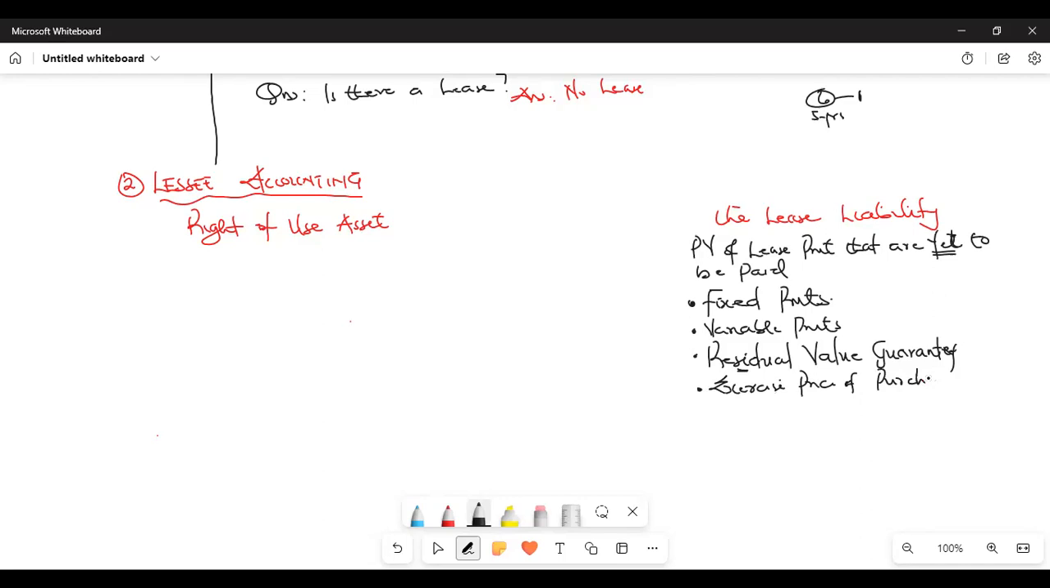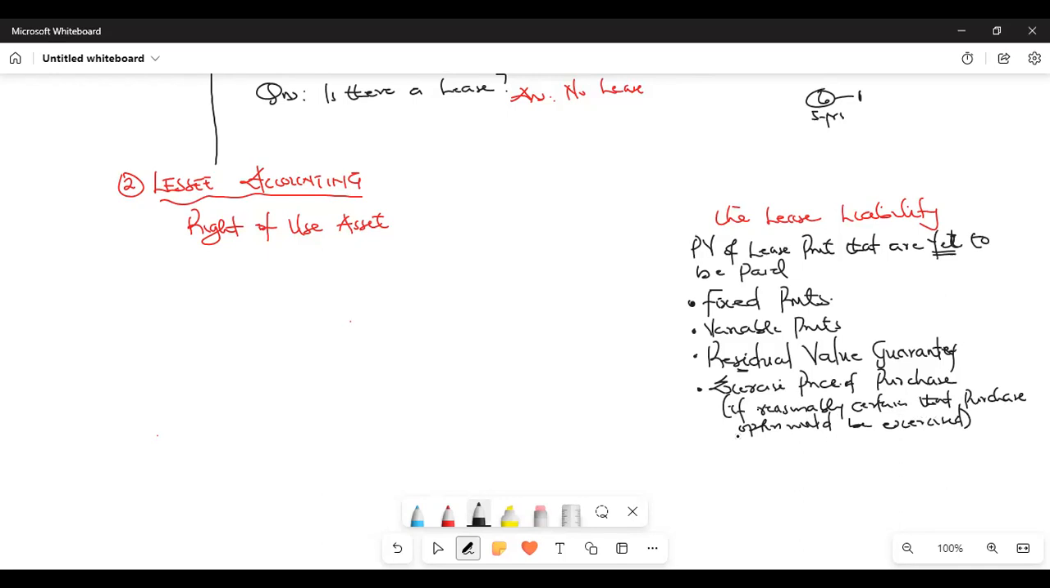So the person can give you the option to purchase the thing when you have used it for some time. But this one, the exercise price of a purchase option, you add it to your PV only if you are reasonably certain that the purchase option will be exercised. If you know you will not exercise it, then forget about it.